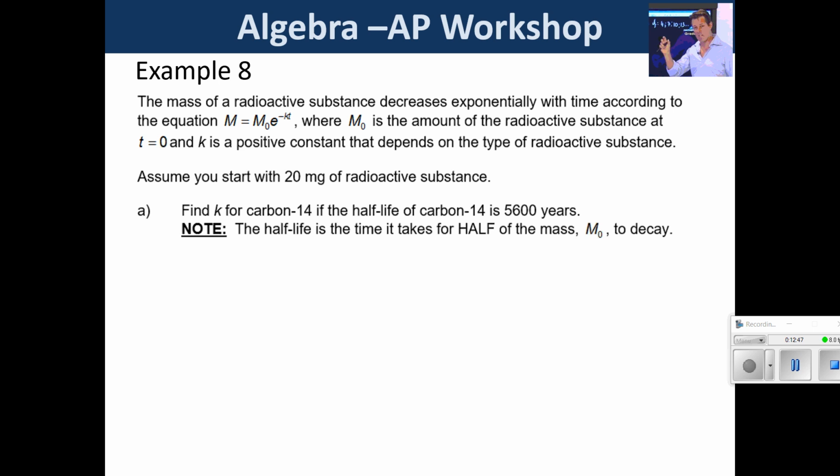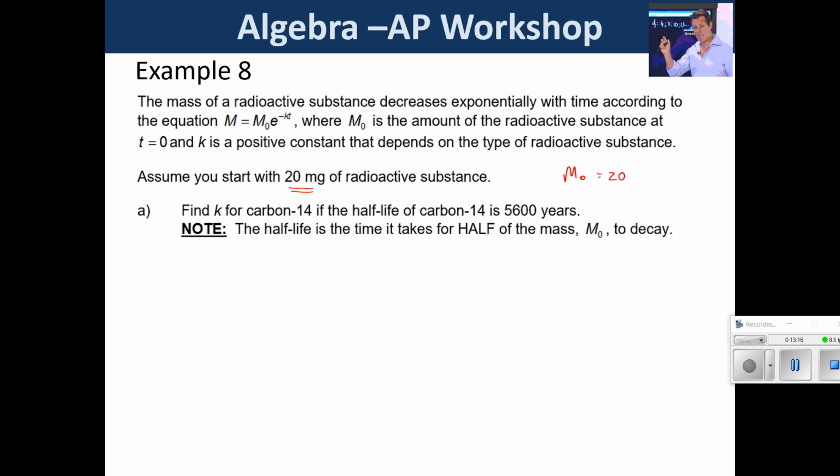The mass of a radioactive substance decreases exponentially with time according to the equation m equals m0, or initial m, e to the negative kt, where m0 is the amount of radioactive substance at t equals 0. So that is the initial at t is equal to 0, and k is a positive constant that depends on the type of radioactive substance. So it says, assume that you start with 20 milligrams. So I could go m0 is 20.